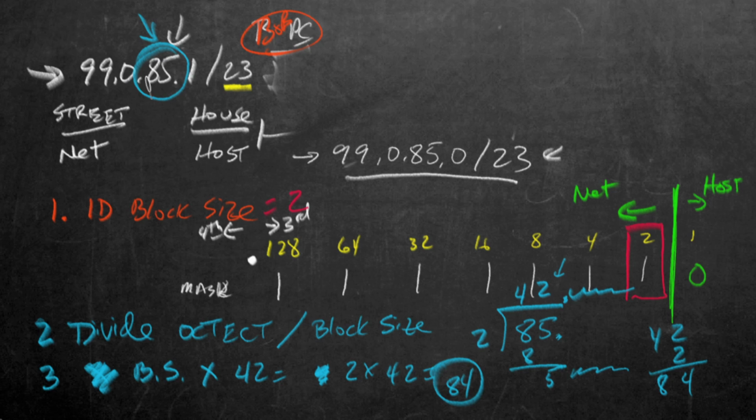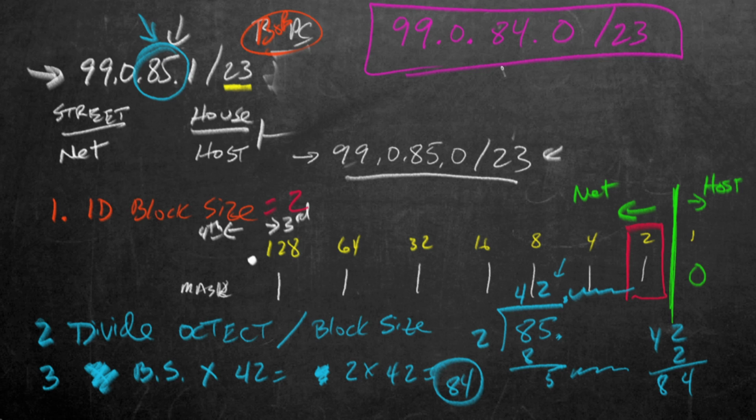So if we take the IP address of the customer, and I'll use a different color for this, 99.0. And instead of using that octet, we're going to use this octet, which we got by taking the block size, dividing that block size into that number, and then finding out how many times that goes in. This will be 84, and then everything else to the right will be 0/23.